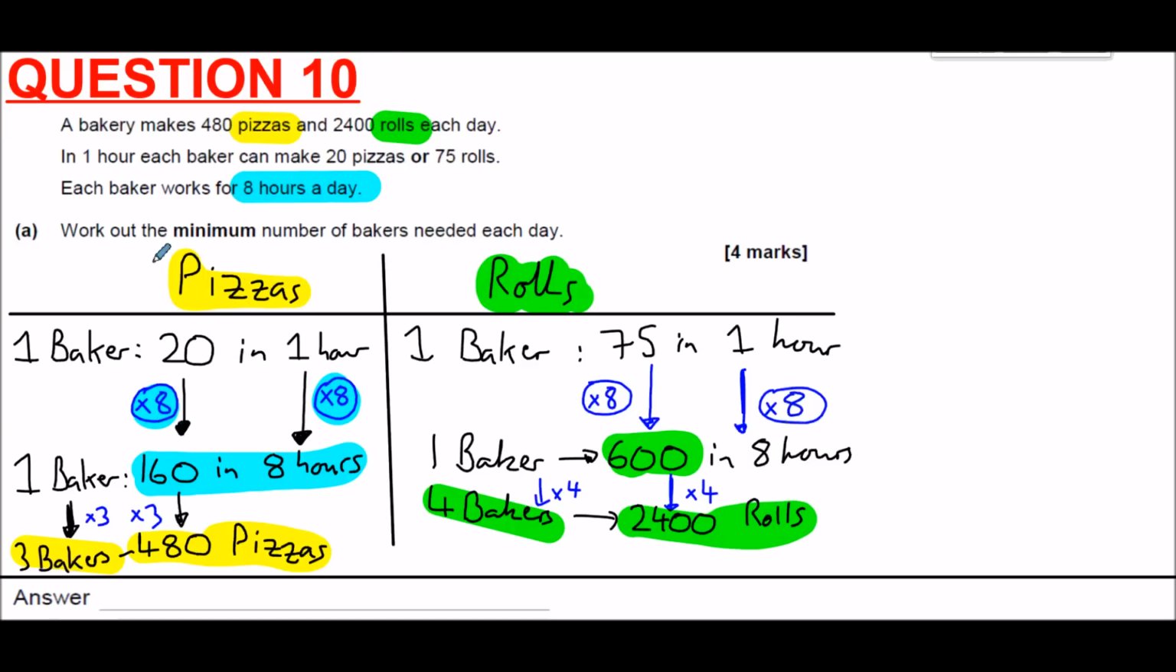And so in total, the minimum number of bakers, we need 3 bakers for the pizzas, plus 4 bakers for the rolls. So 3 plus 4 tells us we need 7 bakers minimum.